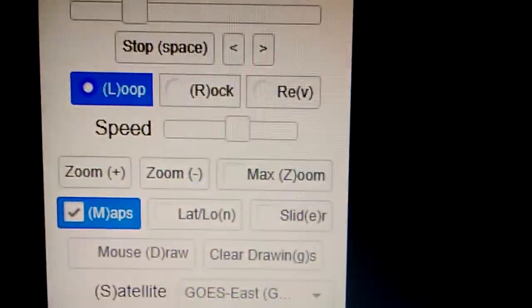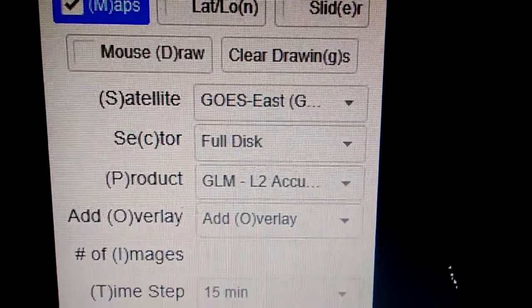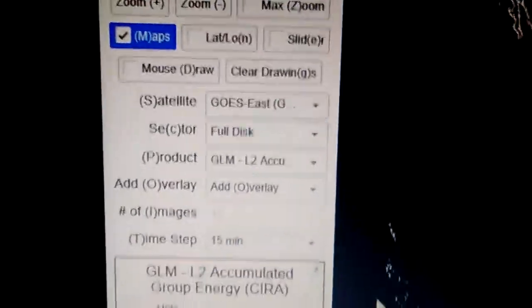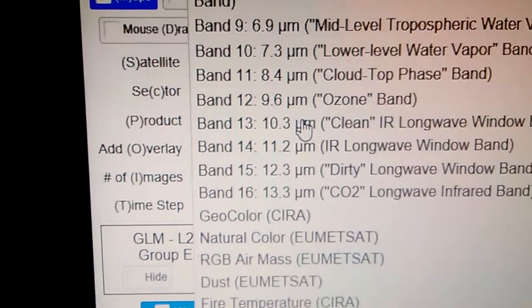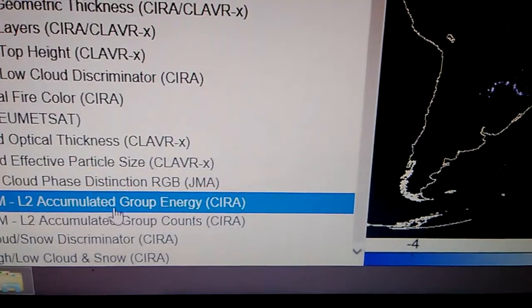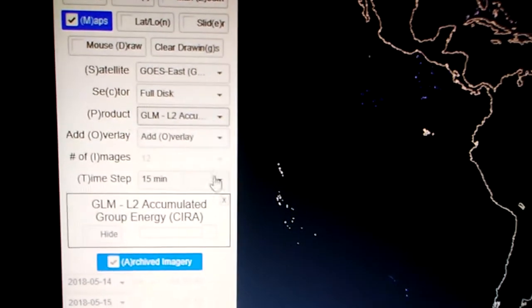Okay, I come home from work and I get it all set up here, get it on the full disk, and the first thing I go to is the GLM L2 accumulated group counts. I'm going to show you. You've got to scroll down to get them. Okay, there they are. I click on that. So I really want to get an idea of what kind of energy we created today.